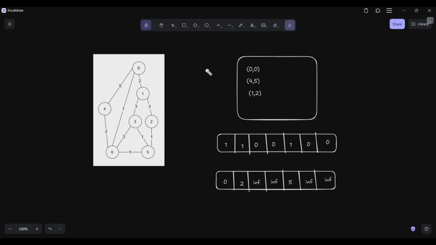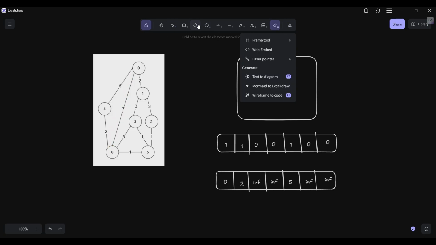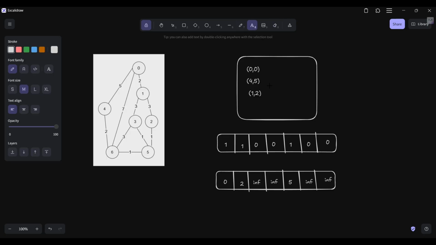Next here is 6, so we will write 6 comma 7. To reach 6, 7 minutes is taken. Only one way is there to reach it, so we can write 1 here, and here we can write 7.